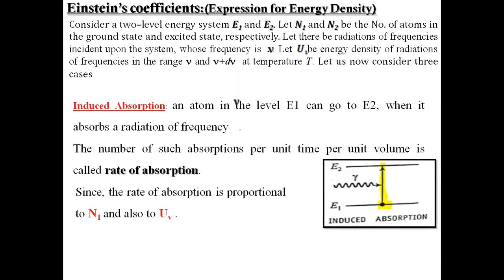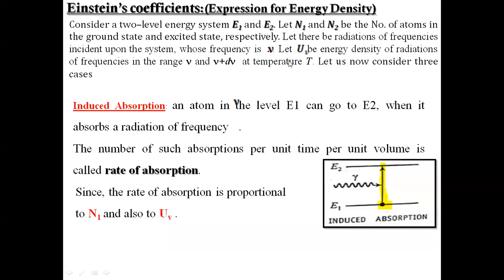Now there are three processes which are going to take place. One more thing I wanted to share: whenever radiation interacts with the material, that is, interaction of matter with the radiation, it gives three different phenomena. One is induced absorption, another one is spontaneous emission, and the third one is stimulated emission. This is the consequence of the interaction of radiation with the atom. Let us go to the derivation.